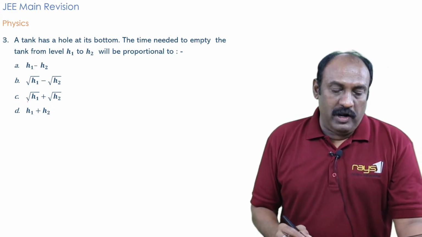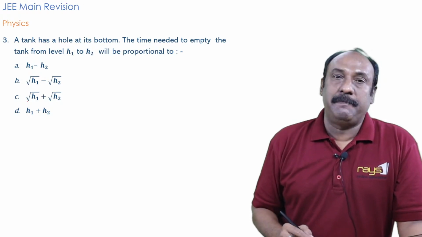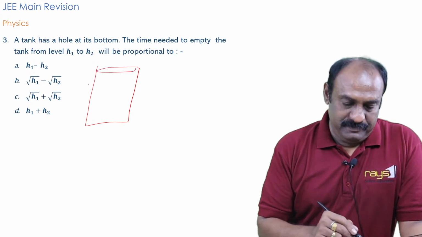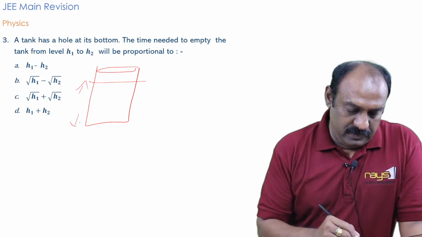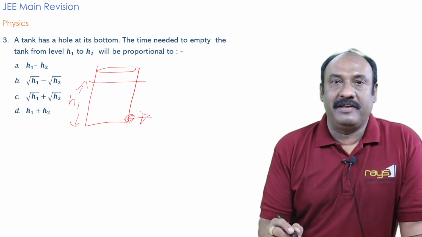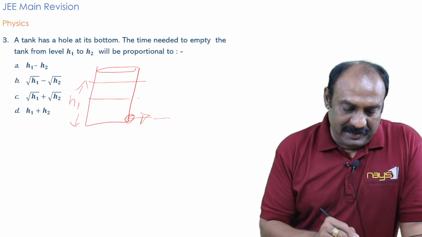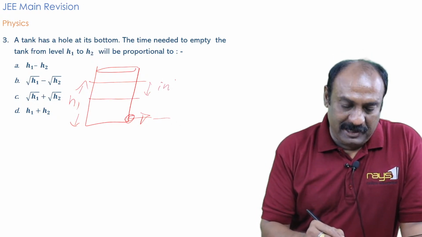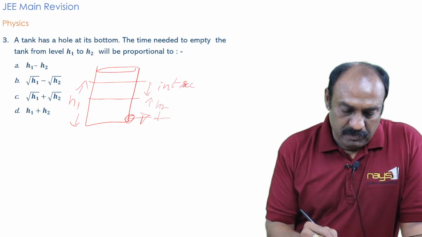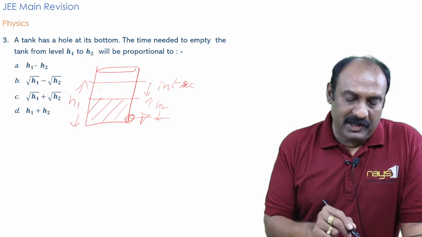A tank has a hole at its bottom. The time needed to empty the tank from level H1 to H2 will be proportional to. This is the tank filled with water up to a certain height H1. A small hole is made at the bottom of the vessel. Then water continuously leaks out through the small hole. Then in t seconds, the level drops down from H1 to H2. So this is the final level. This is the initial level of the water in the beaker.